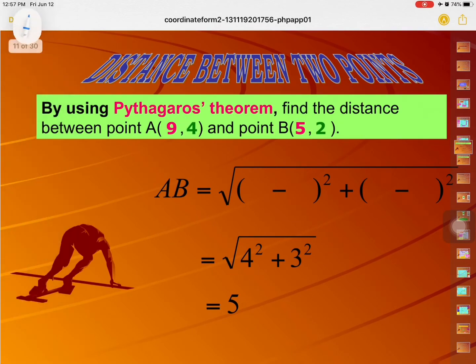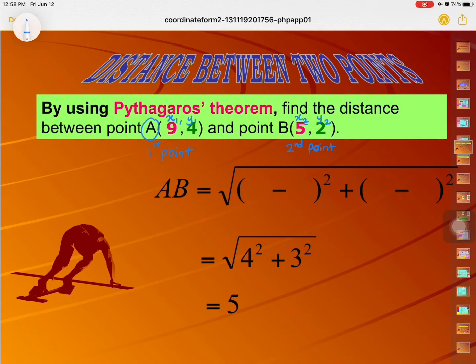If the question did not give you any diagram, you can either draw your own Cartesian plane, or the easiest way is just labeling your X and Y. So this is your X1, Y1, and this is your X2, Y2. Point A we consider as the first point, and B is the second point, so that's why they got all 2.